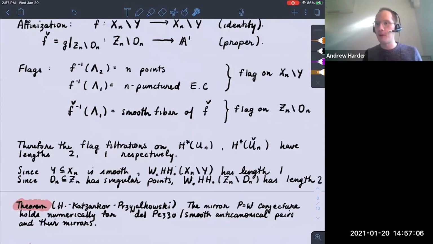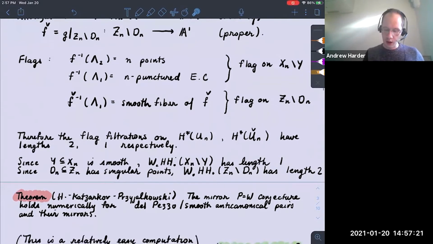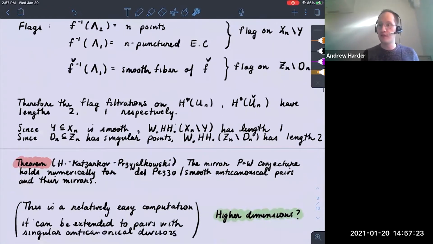So the small computation that you can do, and it's not very hard, is that this mirror P equals W conjecture holds numerically for smooth anticanonical pairs and del Pezzo surfaces. So for the pairs that I mentioned before, you can check that this is all true. Okay, right, so this is a relatively easy, straightforward computation.